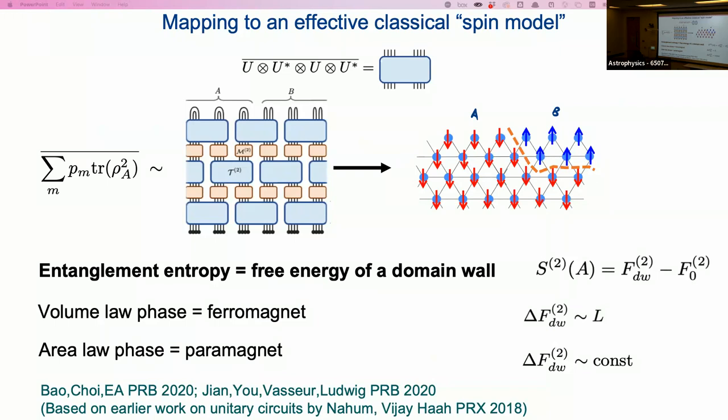This contraction is generally very hard to do, but if you average that quantity over many, many realizations of the circuit, and here the fact that the circuit is random is very helpful, you see that the contraction of the tensor network becomes very simplified. It becomes identical to summing over configurations of effective classical spins. These classical spins, of course, have nothing to do with the origin of spins in the system. These degrees of freedom correspond to some pairing of Feynman paths of the many-body quantum state as it goes through the different unitaries, right?